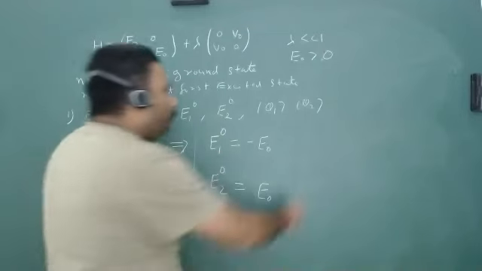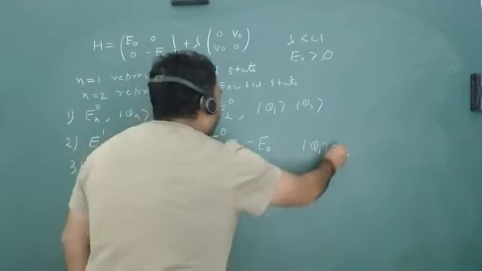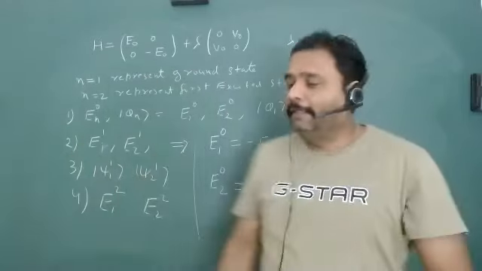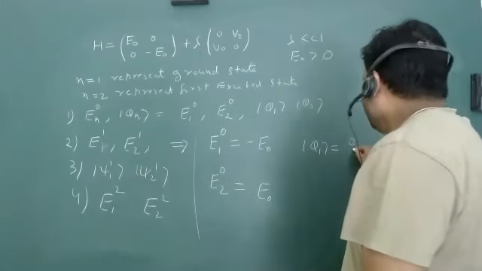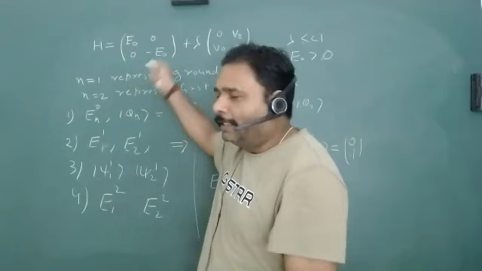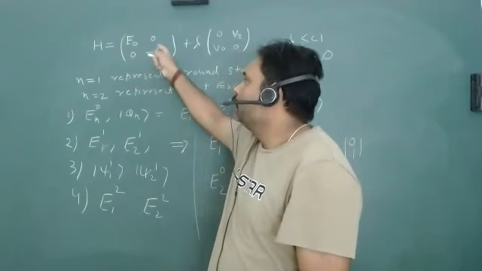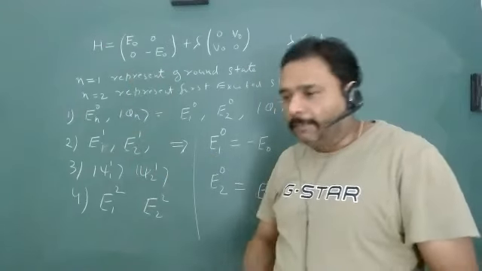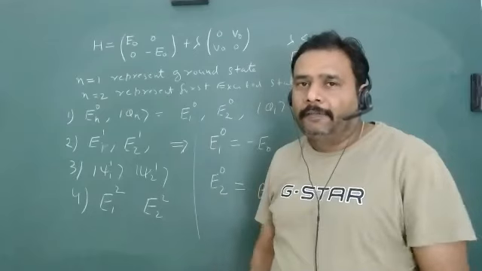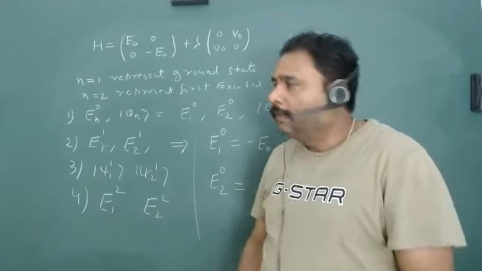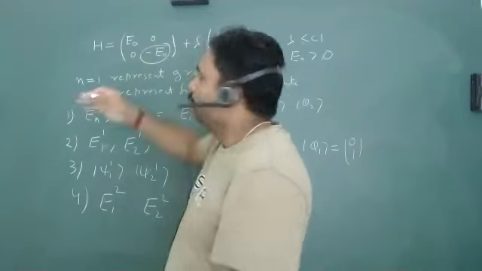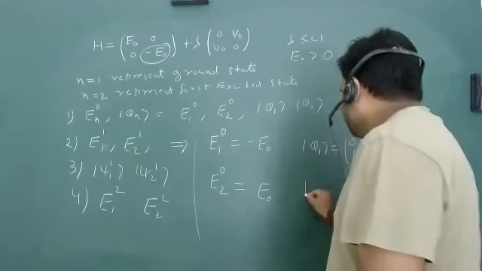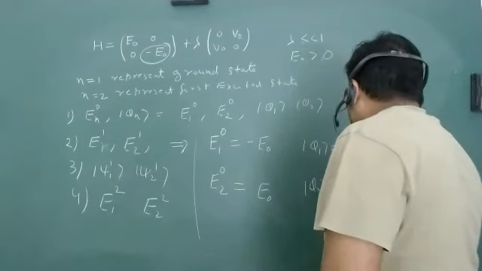Now, what will be your phi 1? Can anybody tell me what is phi 1? 1 0. 1 0. No, 0 1. So negative, no? No, it is not negative. If you solve this eigenvalue problem, you will get that the eigenfunction corresponding to minus E naught is 0 1. Okay, sir. Brother, when you solve it, it has nothing to do with being negative. Agreed? The eigenfunction corresponding to minus E naught is 0 1. And here phi 2 is equal to 1 0.